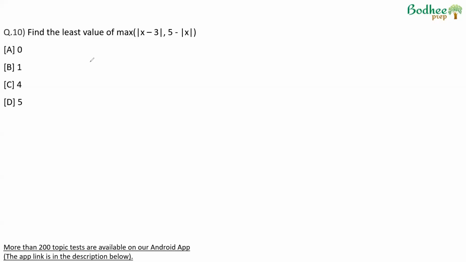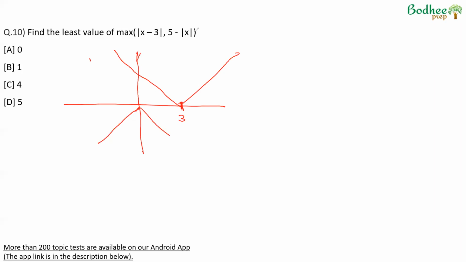Find the least value of the max of mod of x minus 3 and 5 minus mod of x. Mod of x minus 3 will be something like this, 3. For 5 minus mod of x, mod of x is here, minus mod of x is here, and we add 5, so it gets shifted by 5 points. When x is 0, it is 5, at minus 5 and 5. This will be the graph for 5 minus mod of x.